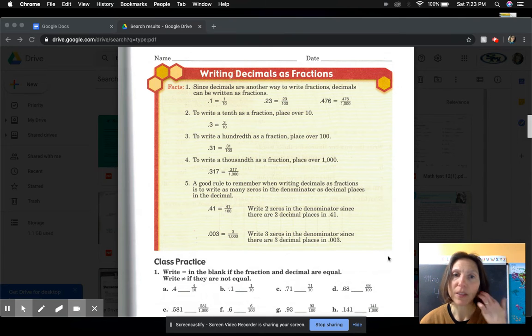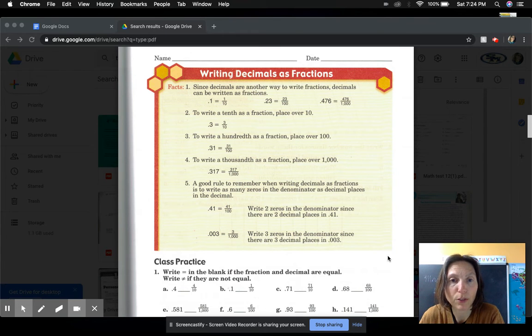Okay, so look at the top. It says writing decimals as fractions. Since decimals are another way to write fractions, decimals can be written as fractions. 0.1 equals 1/10. 0.23 equals 23 100ths. 0.476 equals 476 1,000ths. To write a tenth as a fraction, place over 10. 0.3 equals 3/10ths. To write a hundredth as a fraction, place over 100. 0.31 equals 31 100ths. To write a thousandth as a fraction, place over 1,000.